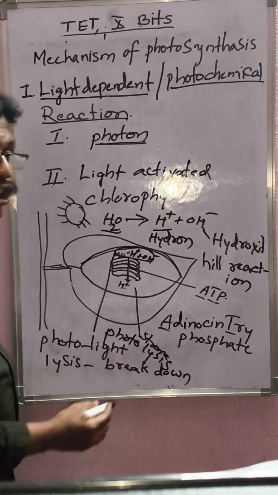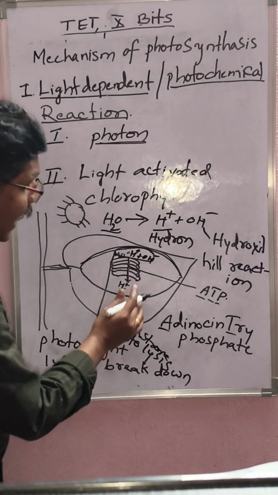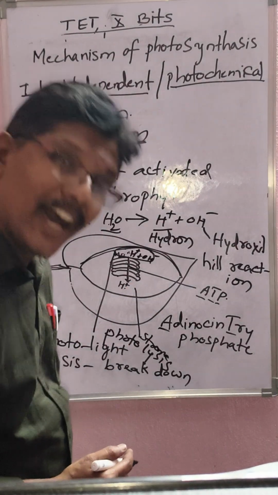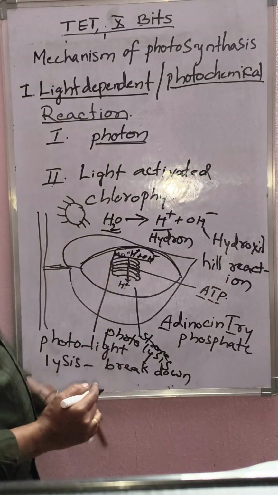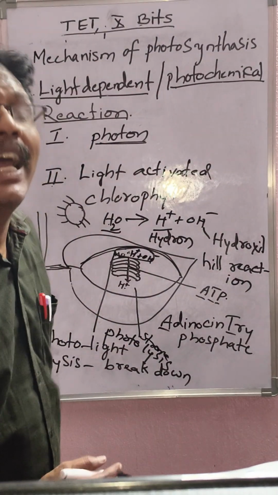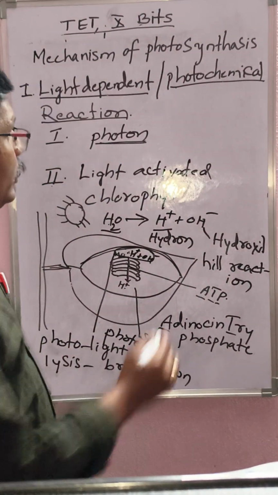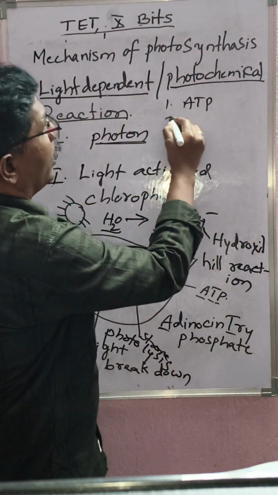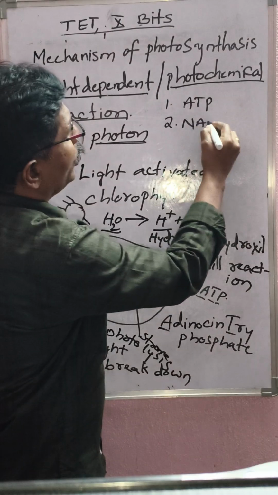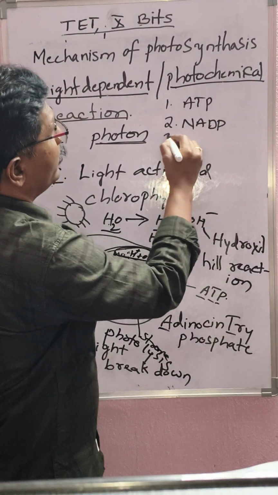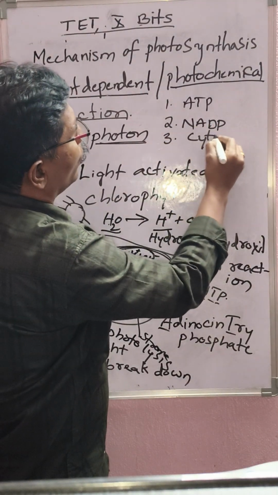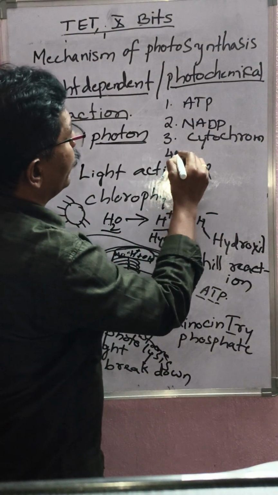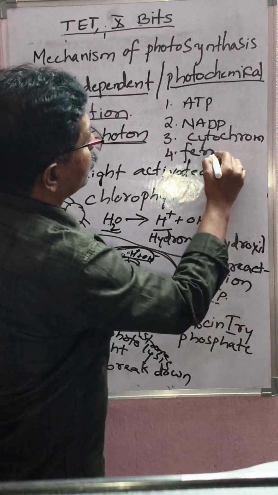Here H plus is dropped from one side to the other side and enters the stroma. Some natural electron acceptors are already present in the stroma. What are those natural electron acceptors? First one, ATP; second, NADP; third, cytochrome; fourth, ferredoxin.